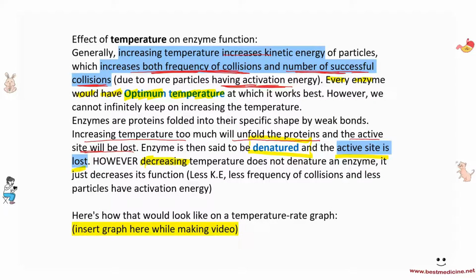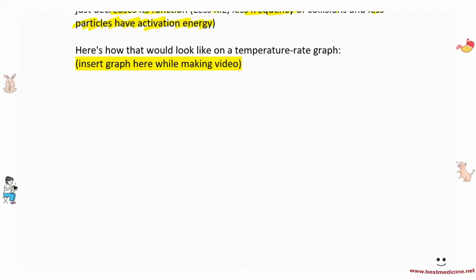So what would happen if you decrease the temperature? Well, decreasing temperature does not denature an enzyme. However, it just decreases its function, because there is no kinetic energy, right? Very little kinetic energy means there's less frequency of collisions and fewer successful collisions, because fewer particles have activation energy. So the function decreases when you decrease the temperature away from optimum. But if you increase the temperature away from optimum, then the enzyme can become denatured and the activity can drop to completely zero. So let's make a graph here and try to make sense of this.